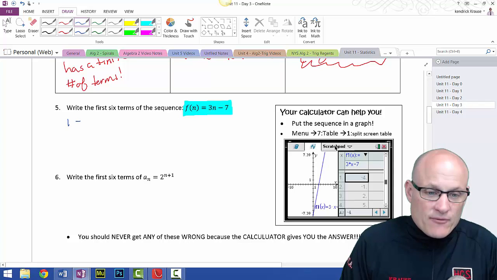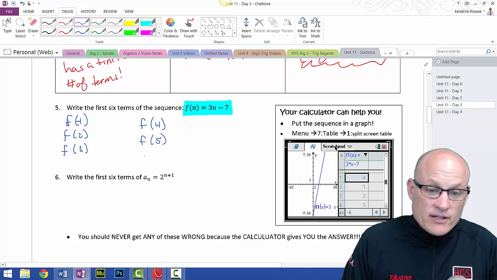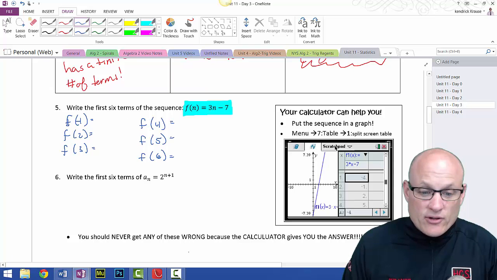Right? And then I'd go f of 2, and then f of 3, and then f of 4, and then f of 5, and then f of 6. Now, if you actually had to put all those in, although it wouldn't be too bad, it certainly is a lot nicer on the calculator, right?